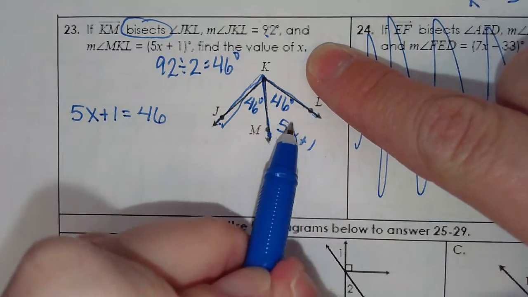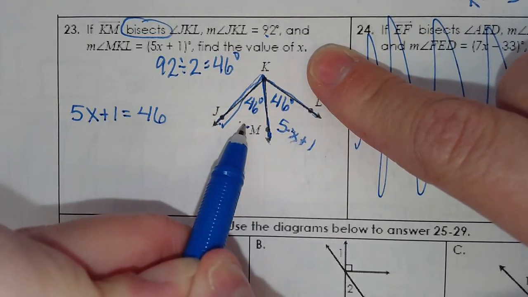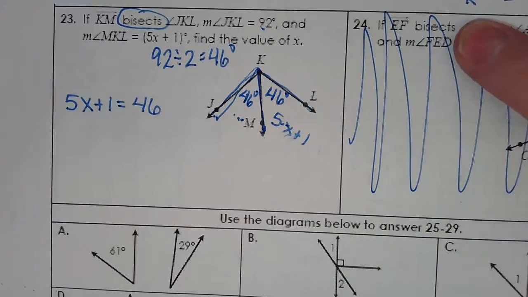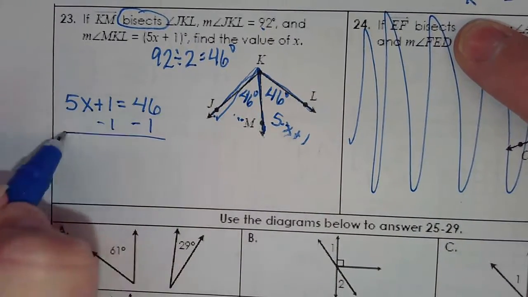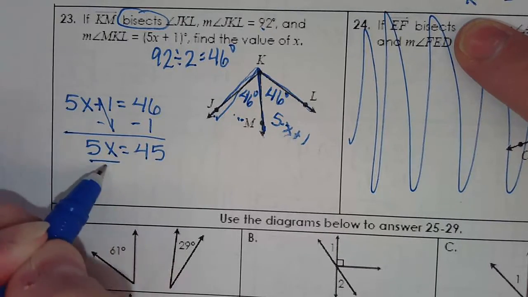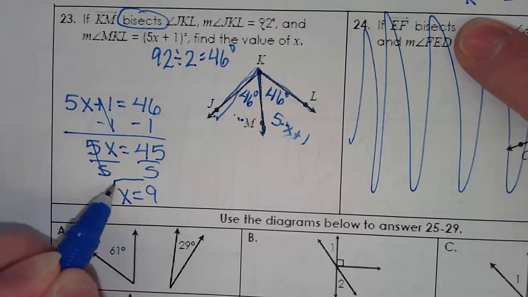You also could have taken 5x plus 1 plus 5x plus 1, because both of these would be the same, and set that equal to 92. You're going to get the same answer, which is kind of cool. There's multiple ways you can do it, and we'll get the same answer. This way right here, though, the numbers stay a little bit smaller, and I don't know about you, but I like using smaller numbers. So then you subtract 1, 5x equals 45, and then divide by 5. And you do get x to equal 9, both ways that I talked about.